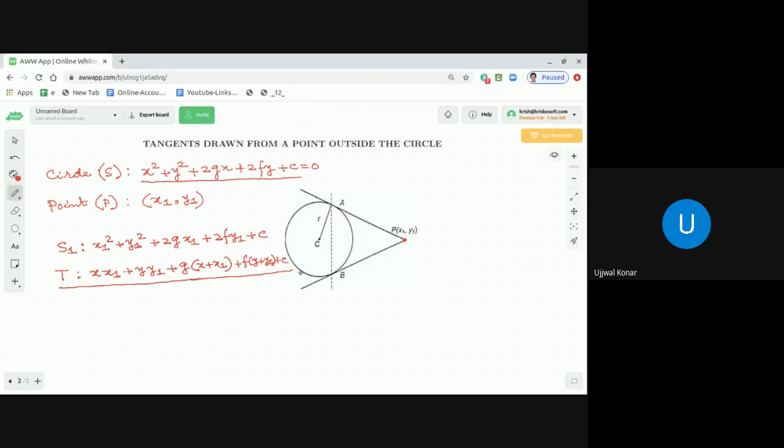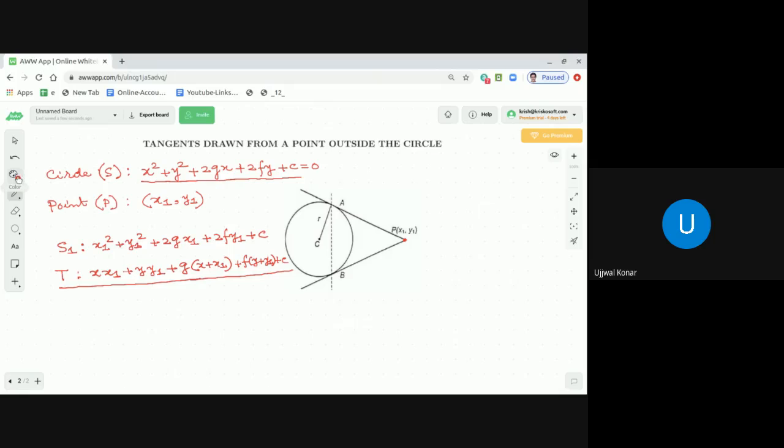To derive that expression, you need to assume that P is a point on the circle, and I am going to derive the equation of the tangent. You are not going to take that entire equation of the tangent, you take that expression. For example, if I ask you what is the equation of the tangent to the circle x square plus y square plus 2gx plus 2fy plus c equal to 0 at the point x1, y1 on the circle.